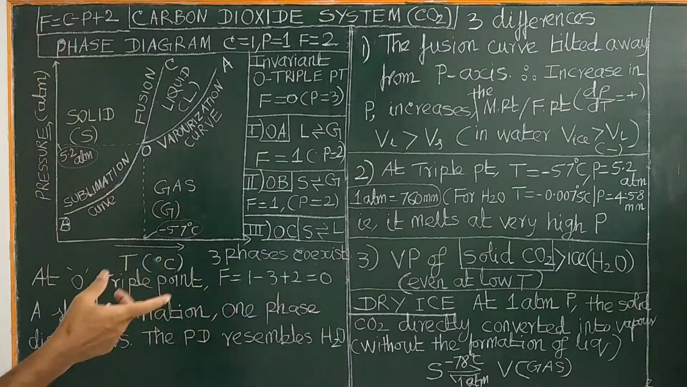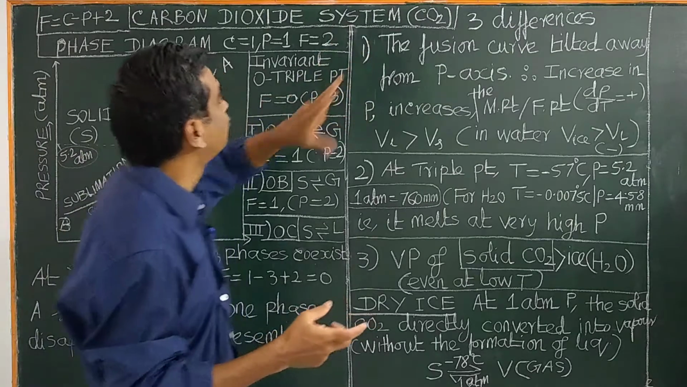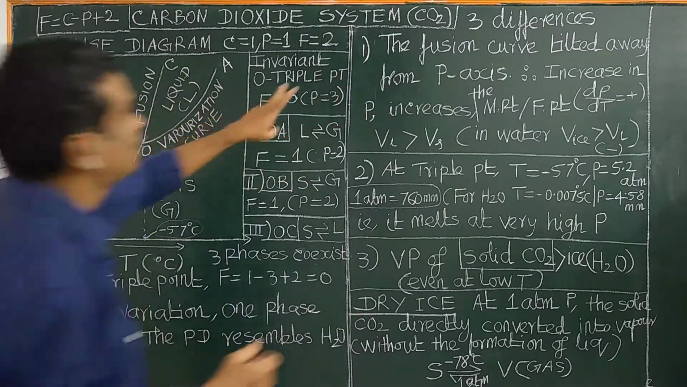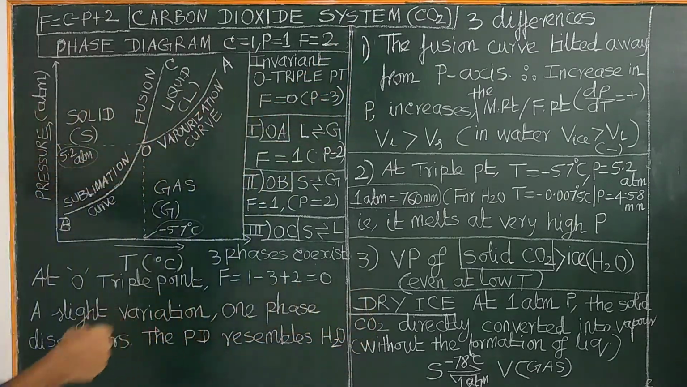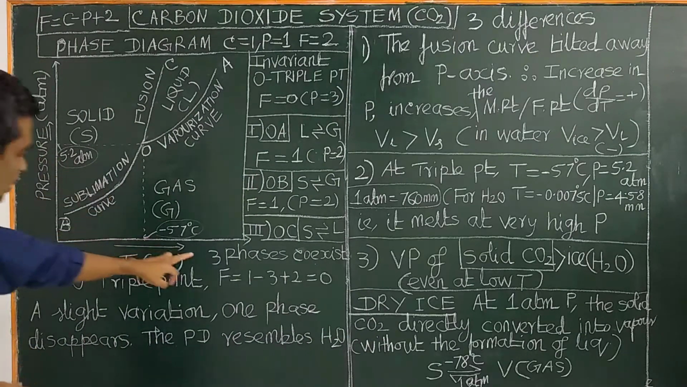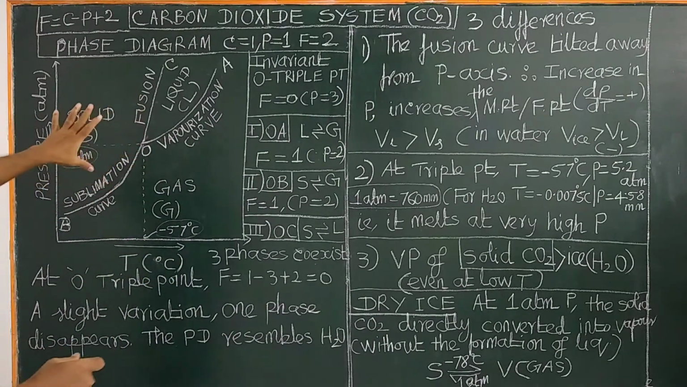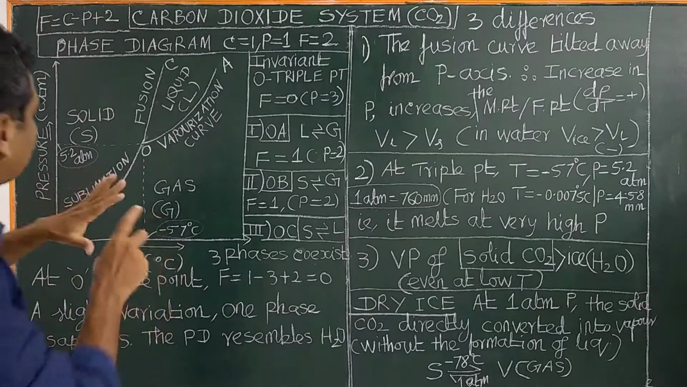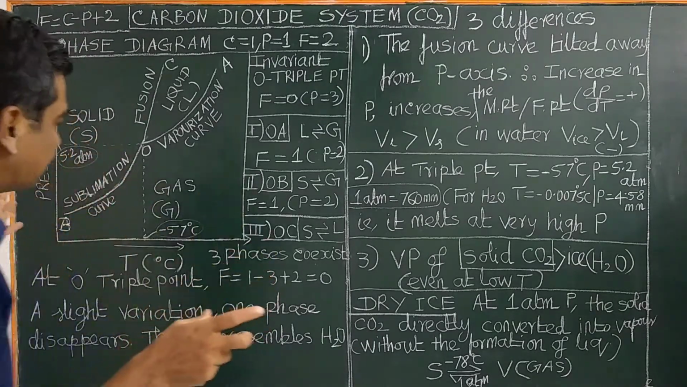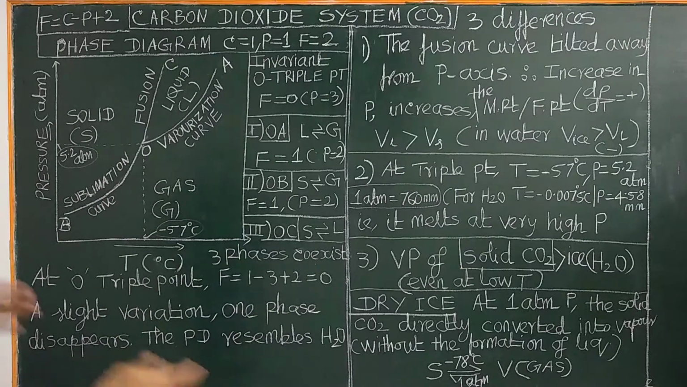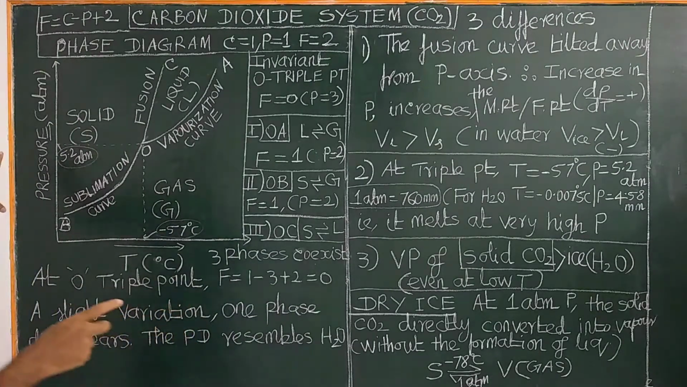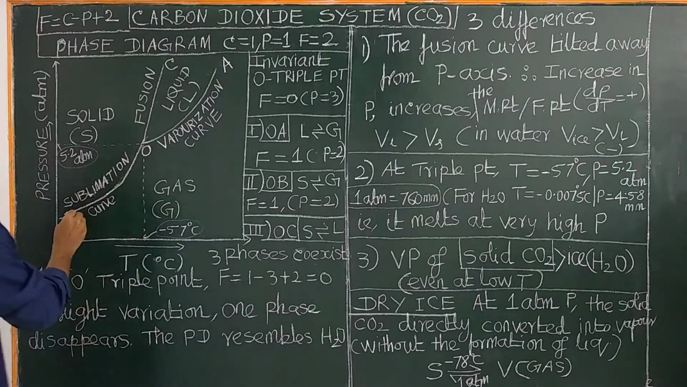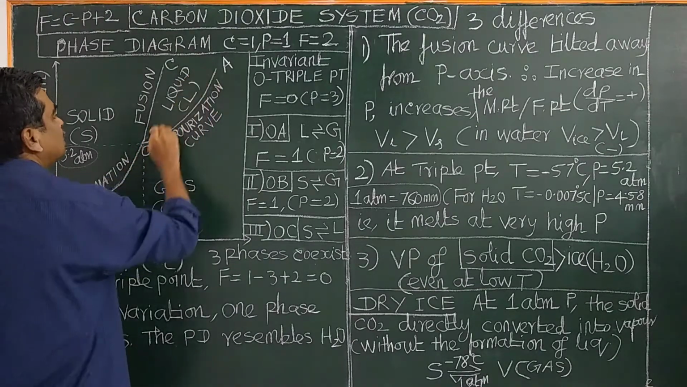What are the degrees of freedom? Remember, the 2 represents pressure and temperature. So, a plot of pressure versus temperature for the carbon dioxide system gives the phase diagram. First, draw the phase diagram, then we will explain, similar to water. Now let us draw the phase diagram.